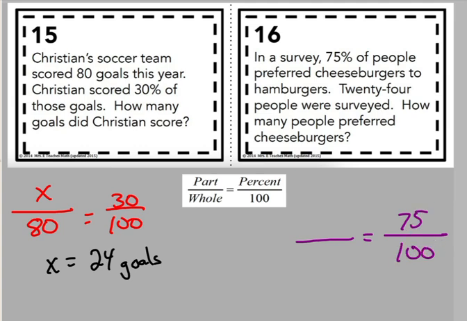It says they surveyed people to figure out how many like cheeseburgers to hamburgers. 24 people were surveyed. So that's all of the people that were part of the survey. So that makes that the whole amount. We want to know which part of them liked cheeseburgers instead of hamburgers. So we do our math, and we get x is equal to 18 people prefer cheeseburgers versus hamburgers.